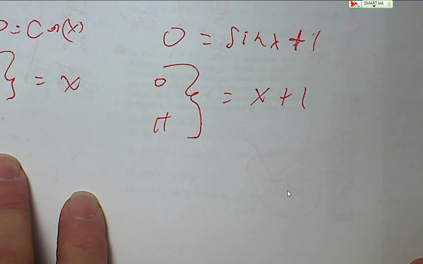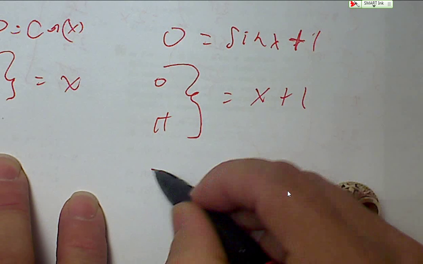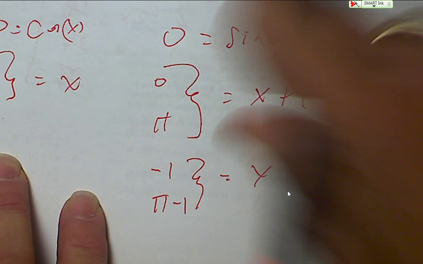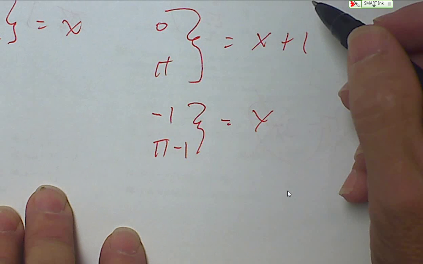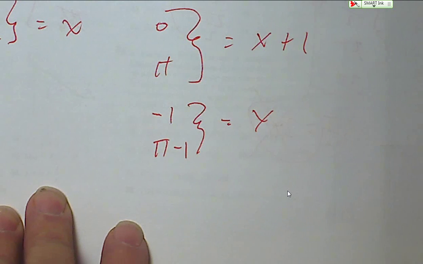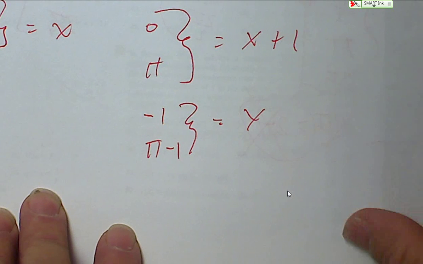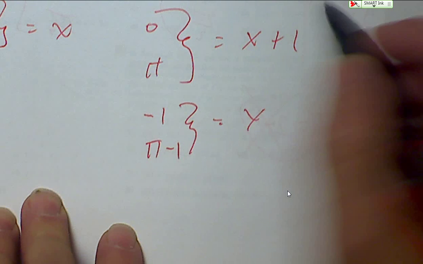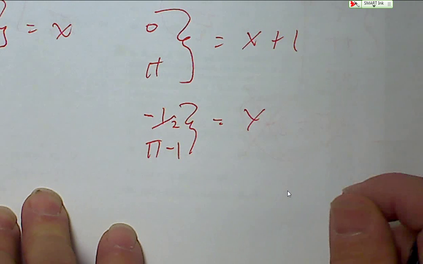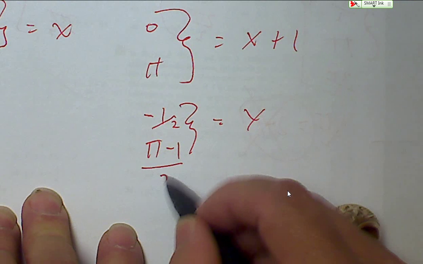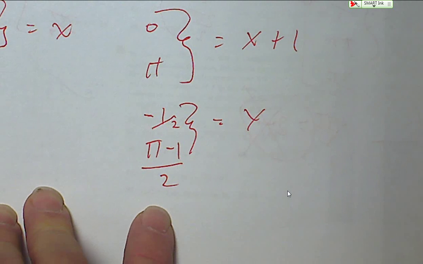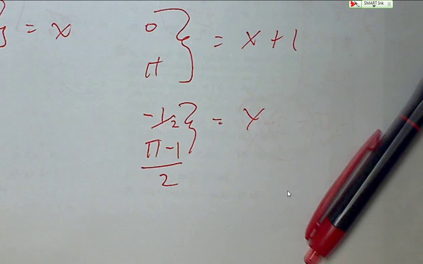Okay. I'm going to bring the 1 over. So -1 and pi minus 1 are my critical points. I forgot my 2. Hold on a second. I forgot my 2. So that's going to be -1/2 and pi minus 1 over 2. Is that what they had? No. What do they have? 7 pi over 6 and 11 pi over 6. What do I have wrong here?